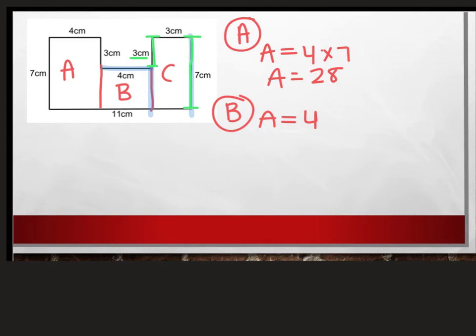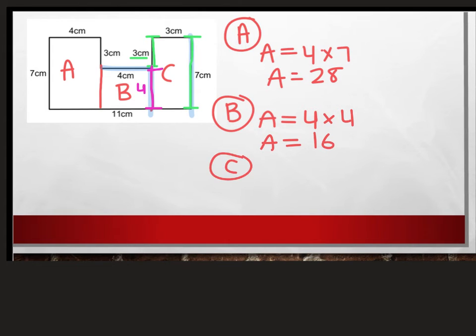So my missing part in here, let me find a different color. There we go. My missing part right here would be 7 minus 3 to get 4. Okay? So when I go back to my formula, I'm going to be doing 4 times 4 to get my area of shape B, which would be 16.